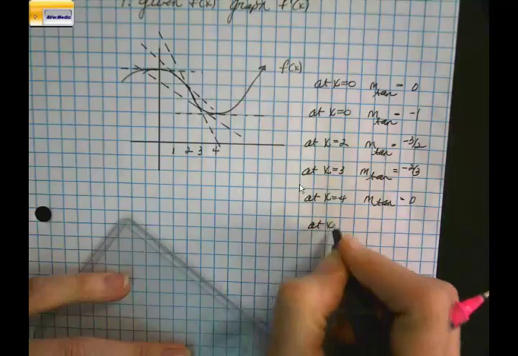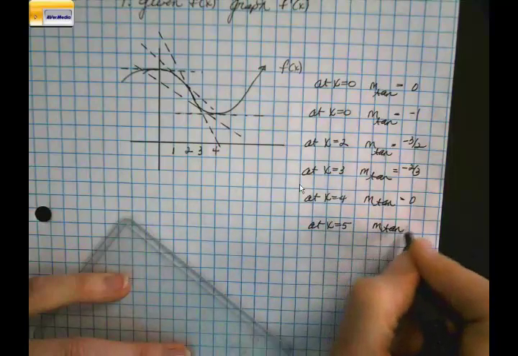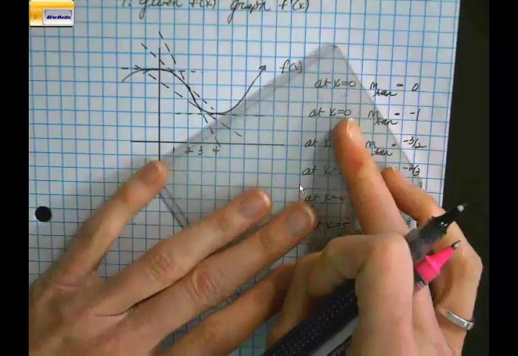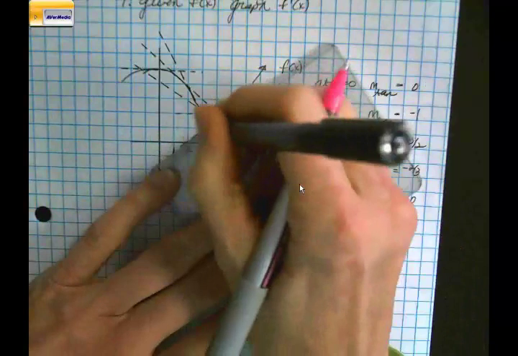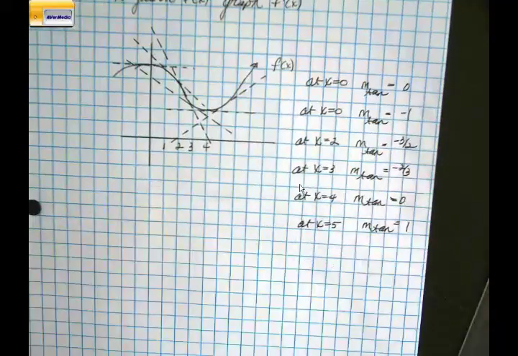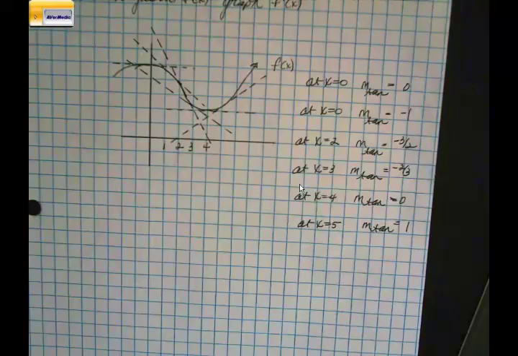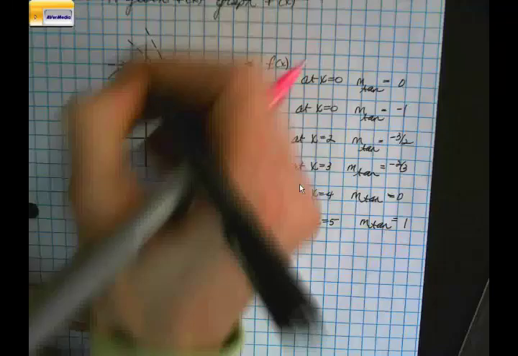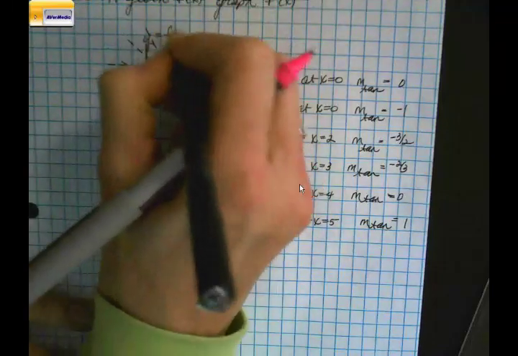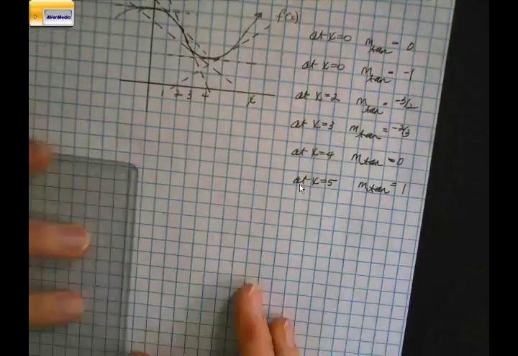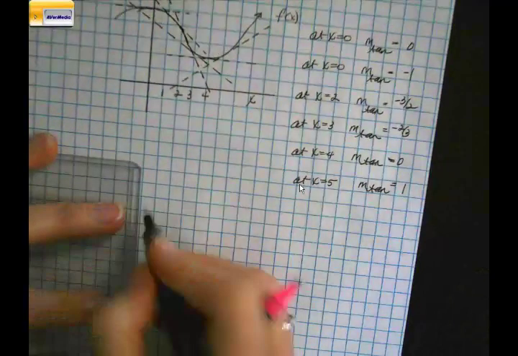And let's do one more. At x equaling 5, the slope of the tangent line looks like it would be, I'm going to say positive 1. What a mess. So this is your x-axis, and this is your y-axis. But in this case, our y is the same as f of x, right? Okay. So now what's going to happen is they're going to ask us to graph f prime of x.